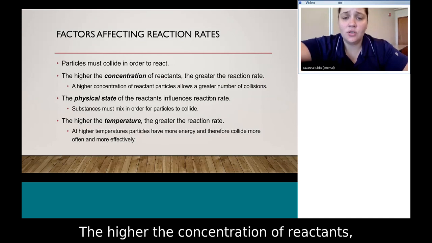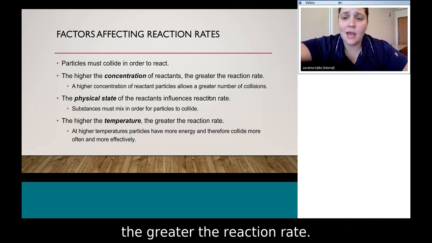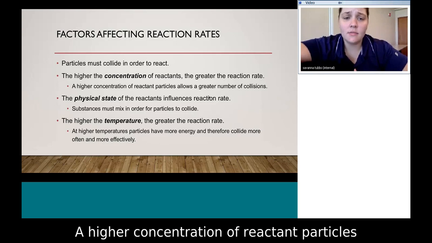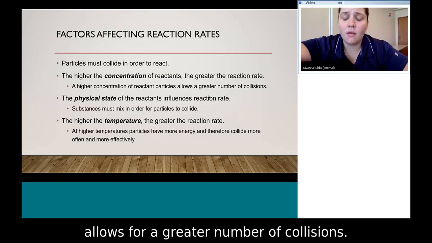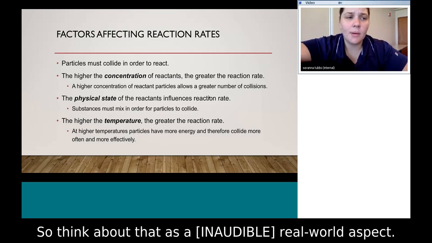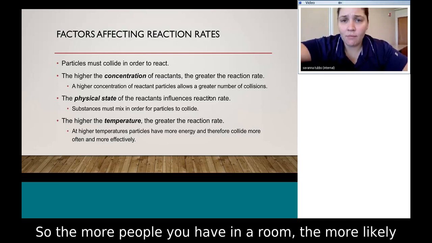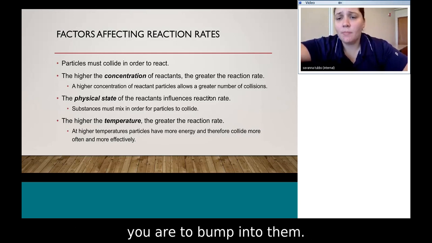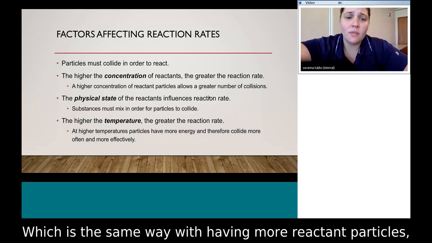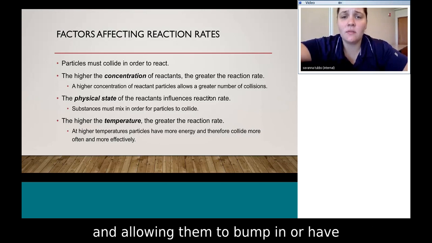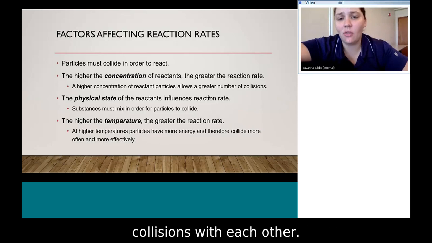The higher the concentration of reactants, the greater the reaction rate. A higher concentration of reactant particles allows for a greater number of collisions. So think about that as a real-world aspect. The more people you have in a room, the more likely you are to bump into them, which is the same way with having more reactant particles and allowing them to have collisions with each other.